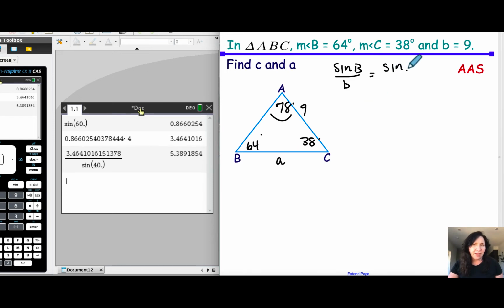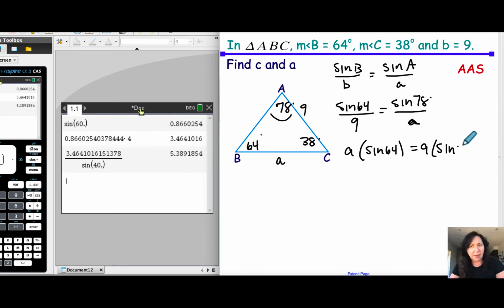So I'm going to set sine of angle A over little a. So I'm going to cross multiply once I plug my numbers in. So sine of angle B is sine of 64 over the opposite side, which is 9, is equal to the sine of 78 degrees over little a, which is what we're trying to find first, okay? Cross multiply, we get a times sine of 64 is equal to 9 times sine of 78 degrees. We're going to isolate the a, and so we're going to get a equals 9 times sine of angle 78, and we're going to divide that by sine of 64.